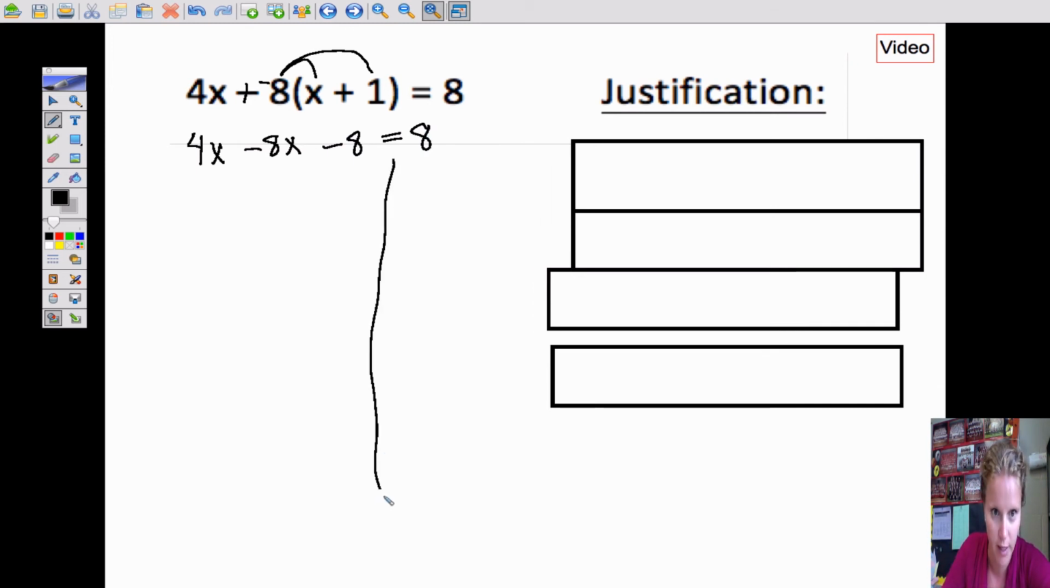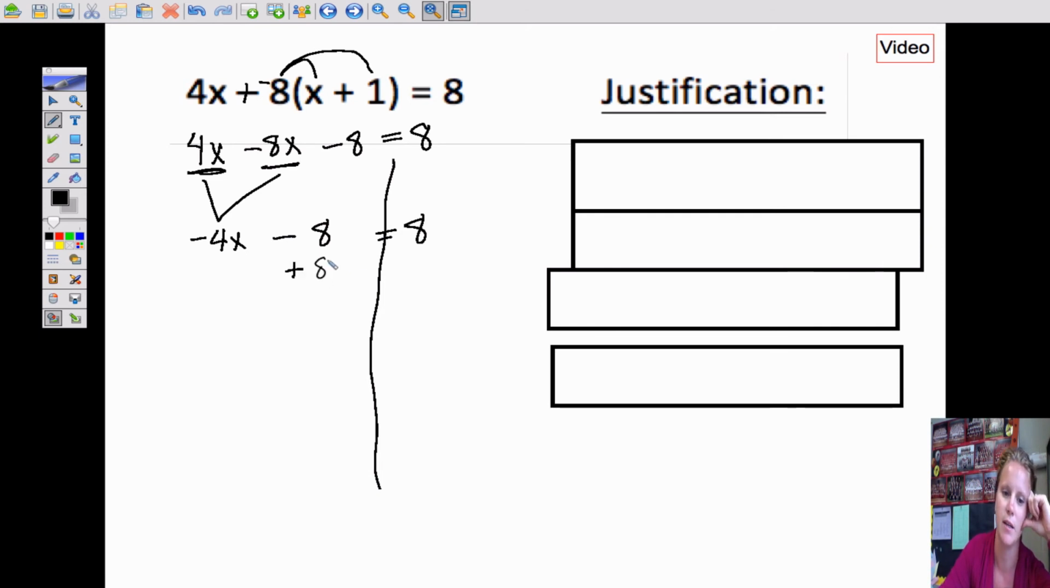So then I'm going to go ahead and draw my line down. I notice that I need to combine like terms. I have 4x and I have a negative 8x. Together, that is a negative 4x. So negative 4x minus 8 is going to equal 8. I need to get rid of my constant term, so I add 8 to both sides. Then I have that cancel, and I have negative 4x is equal to 16. And then I'm going to divide by a negative 4. And I have x is equal to 16 divided by a negative 4, which is a negative 4.